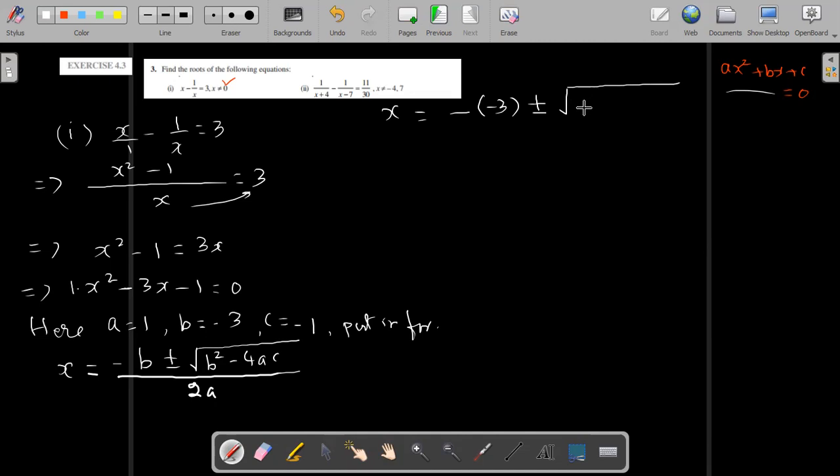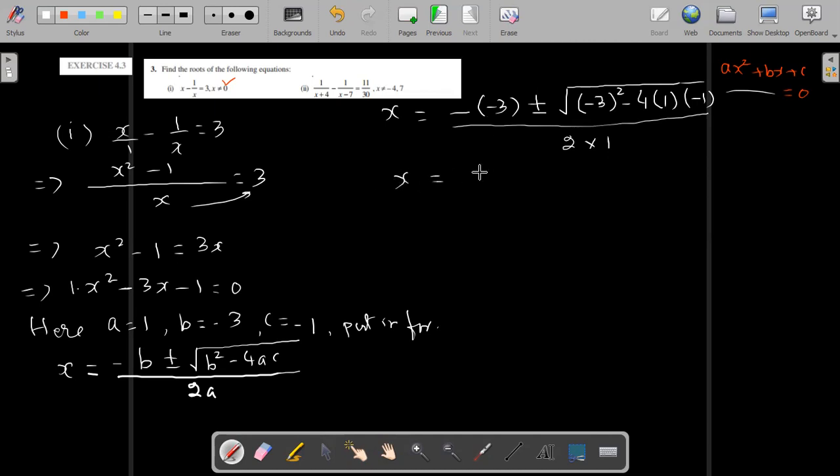Plus minus square root of b square. b is what? Minus 3 square, minus 4 into a. What is a? 1, into c. c is again minus 1. So this minus and this minus will become plus, divided by 2a. 2 into a, the value of a is 1.